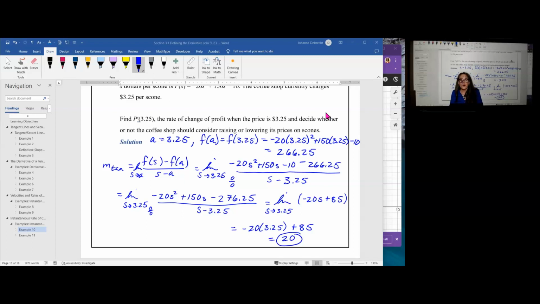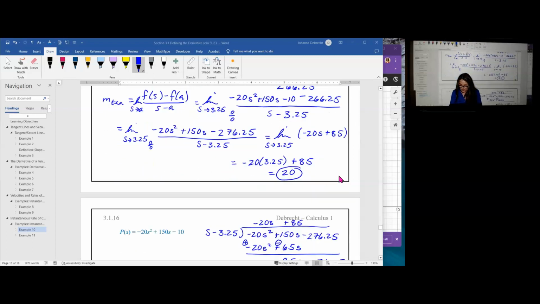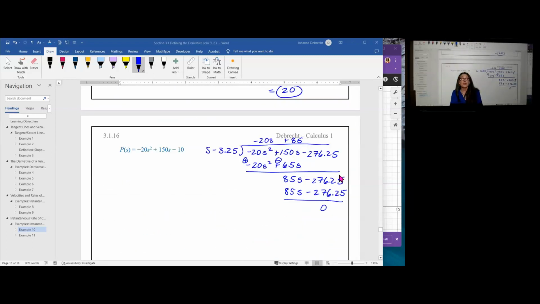Unfortunately, this is a horrible problem to try to factor. So instead, I went to long division. Remember to take the numerator inside the division symbol and the divisor outside. And you estimate negative 20s squared divided by s is negative 20s. Then you multiply, and then you change the signs to subtract. And you bring down the next term.